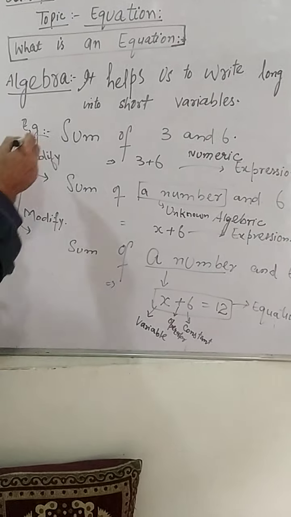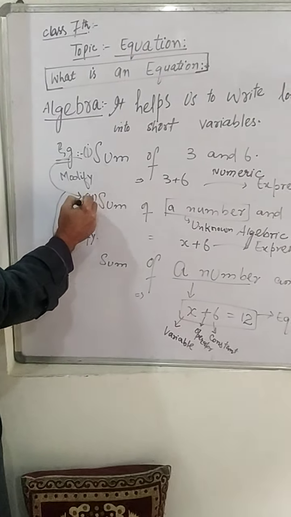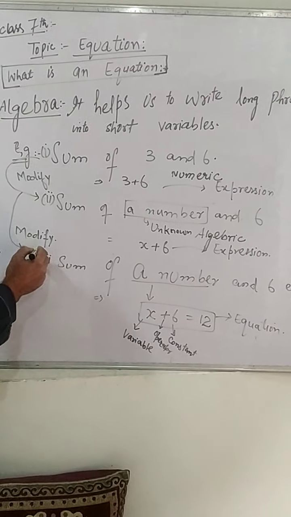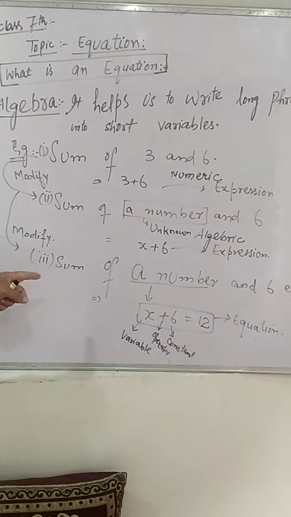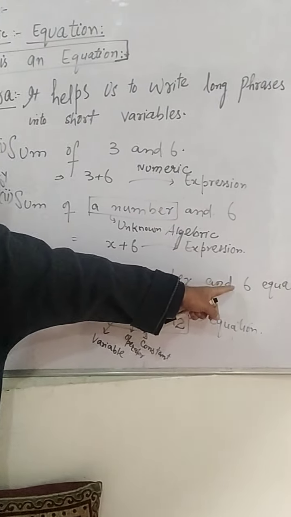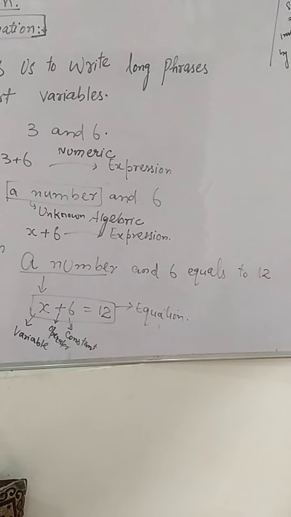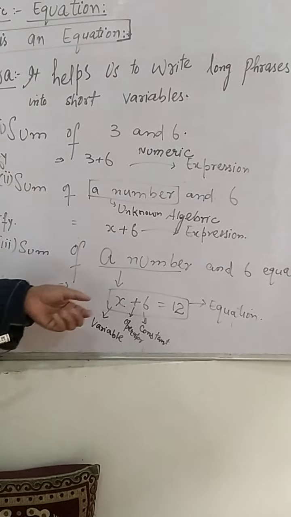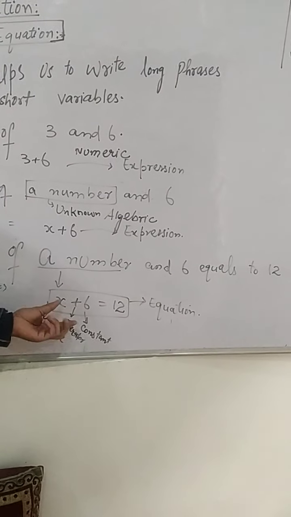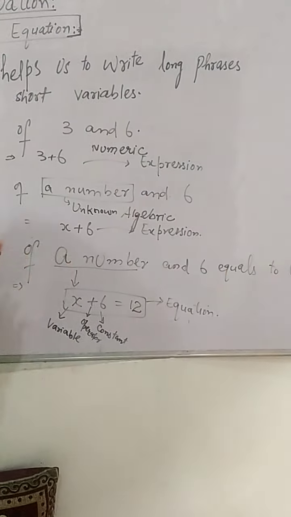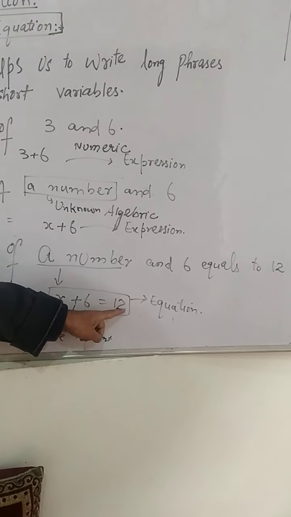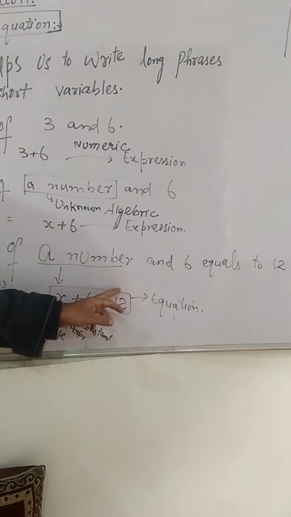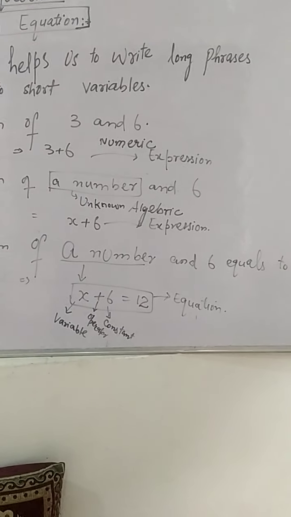Now this is first statement, this is second statement, and if we will modify this second statement a little bit more, now sum of a number and 6 equals to 12. Sum of a number means a number वो unknown है, that is x, वो हमने रखा x, and 6, तो इनका sum किया हमने. फिर यहाँ पे क्या है, equals to 12, हमने ये लिखा equal to 12. So ये जो whole statement है, इसको हम कहते हैं equation.